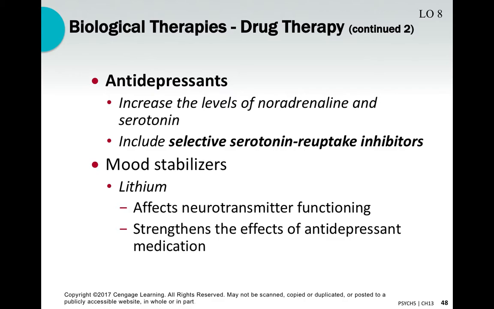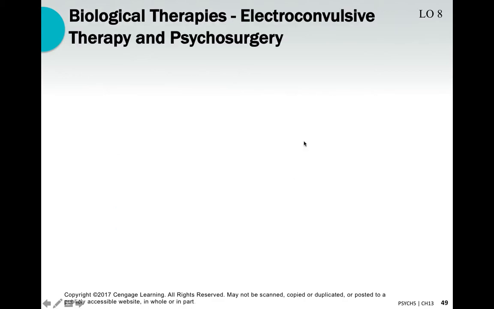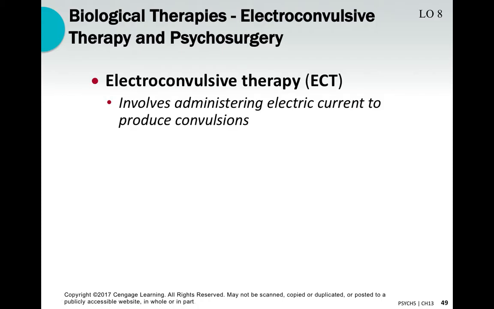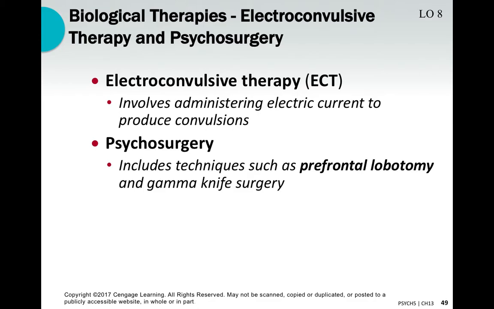Lithium is used for treating bipolar disorder, specifically for treating the manic episodes. Oftentimes you'll see somebody who's taking lithium also taking an antidepressant, an SSRI, as well. There are also other forms of biological therapy, including electroshock therapy, which is administering electric convulsions to the brain. It's used only in very rare cases, for treating people who are not responding to other medications or other forms of treatment in depression.